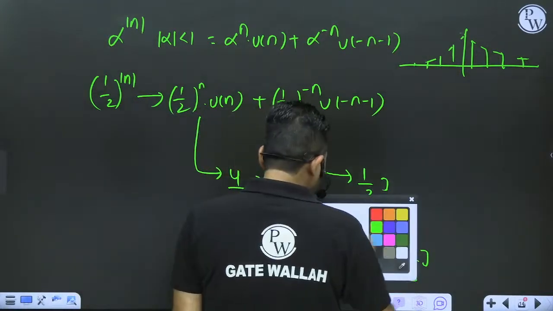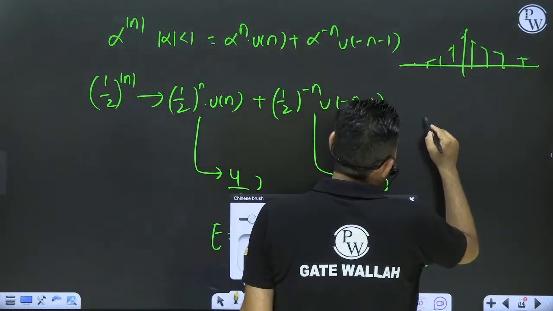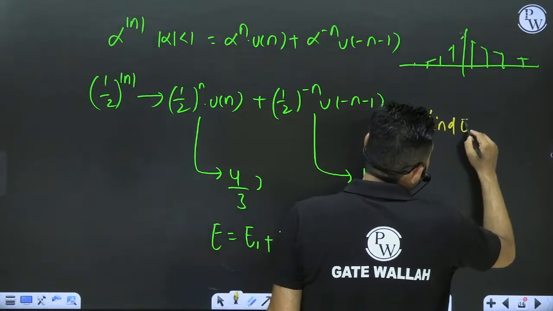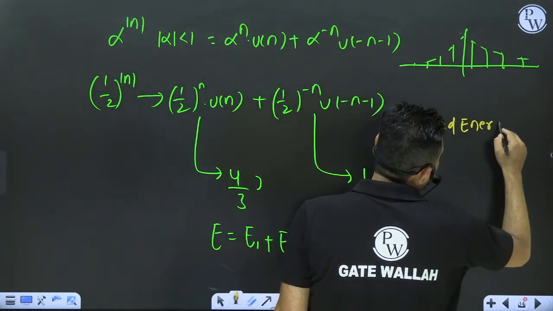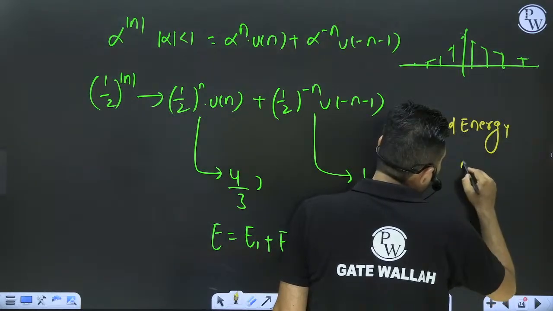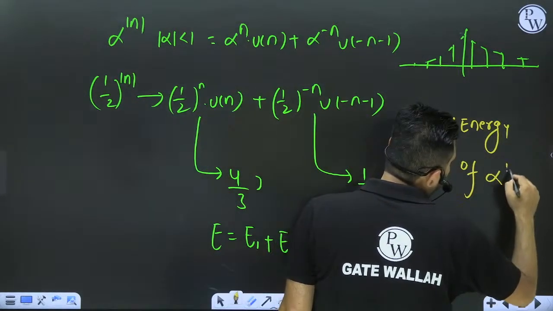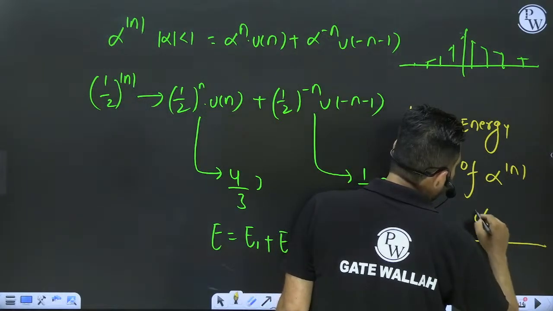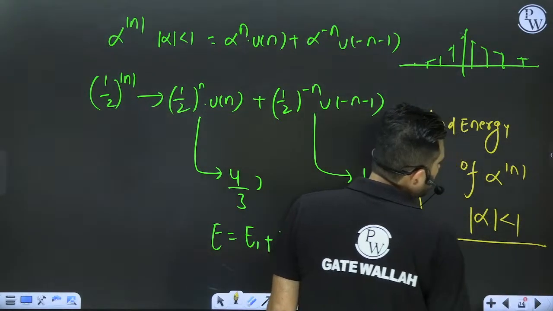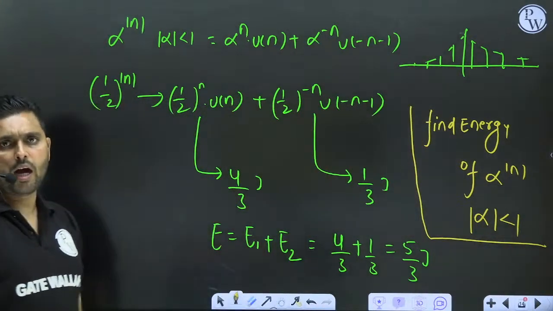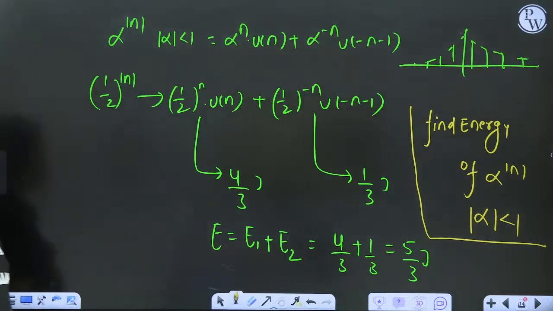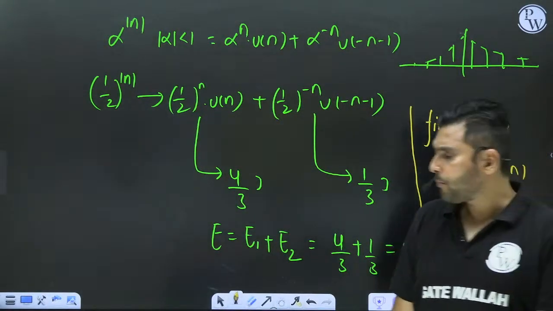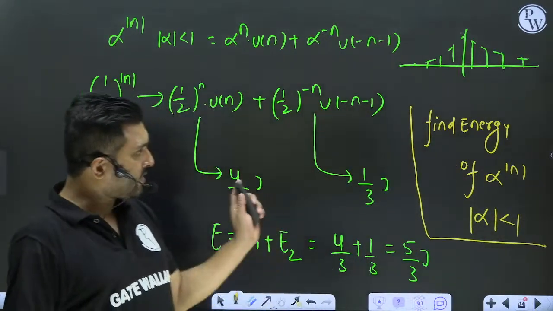I'm giving you the homework. Find the energy of alpha mod n for mod alpha less than 1. A general expression I want. I want a general expression for alpha mod n. In the same fashion, you have to derive this one. Okay. So that is all about energy.